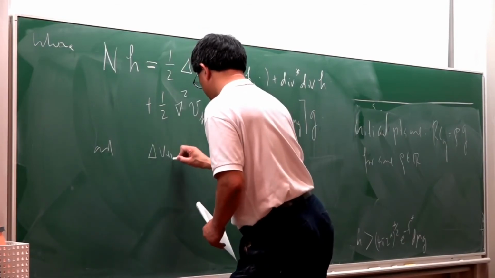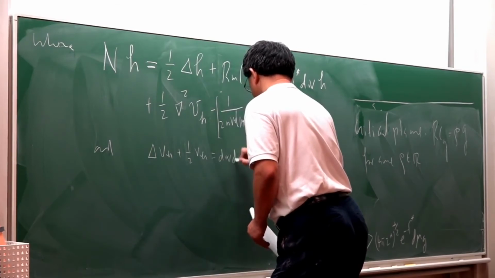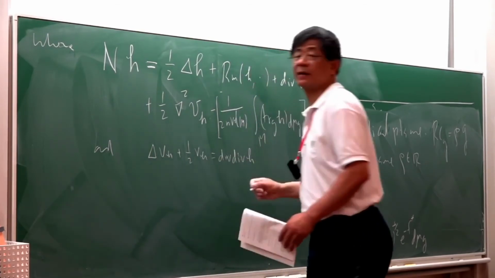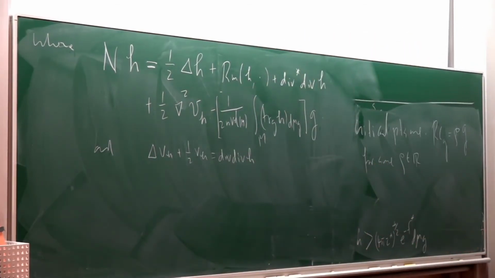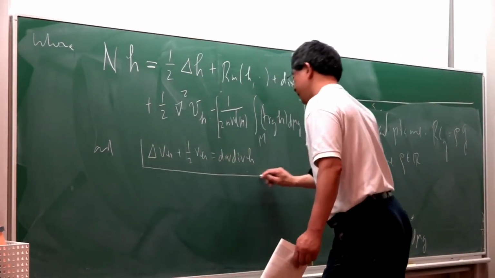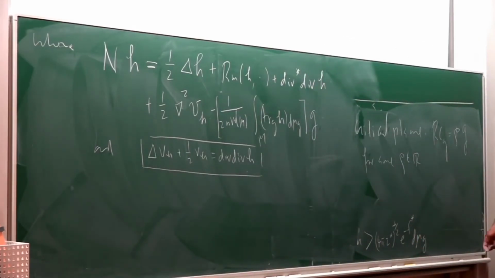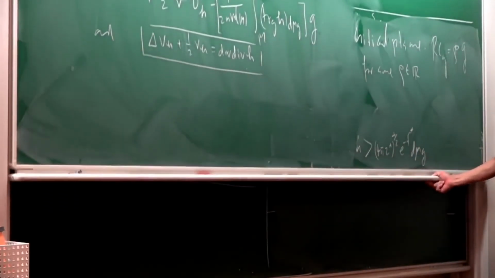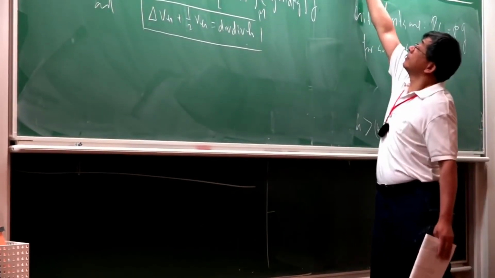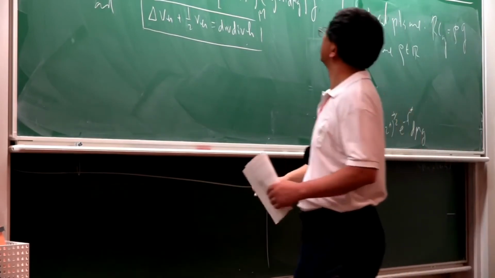So that's it. The Laplacian of V H plus 1/2 V of H is equal to the double divergence of H, which is a function. This part, in general, gives a little bit of complication. Are there any questions? So we're going to write this down in, say, local coordinates.